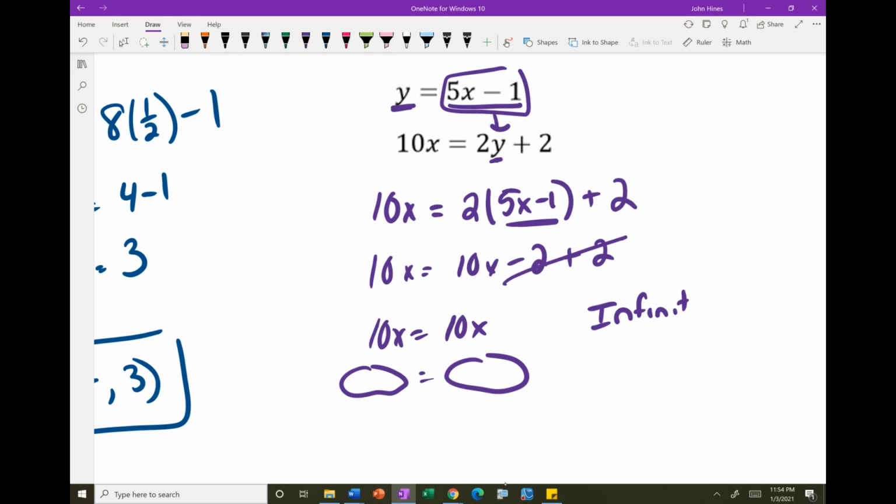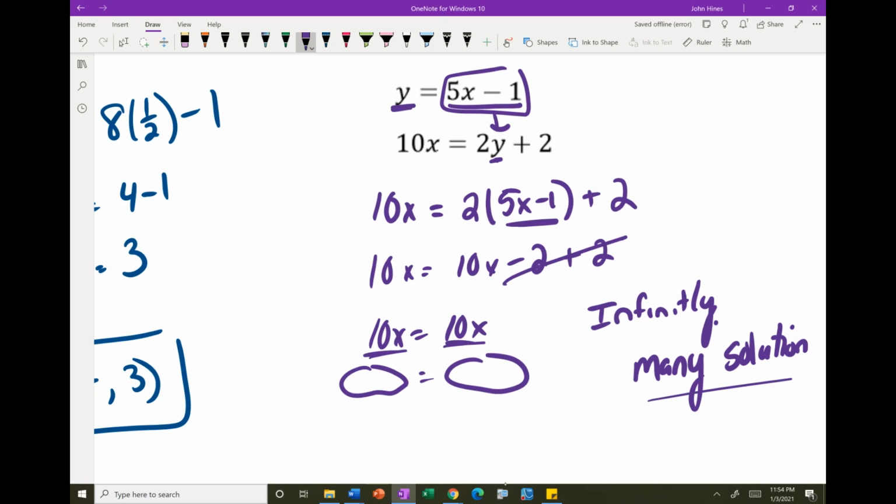Because I can't spell infinitely. Infinitely many. I don't think that E is supposed to be there. Let's get rid of that E. Infinitely many. There we go. Many solutions. Just like when we solved equations in the beginning of the year, if you have the same thing on both sides, you have infinitely many solutions.